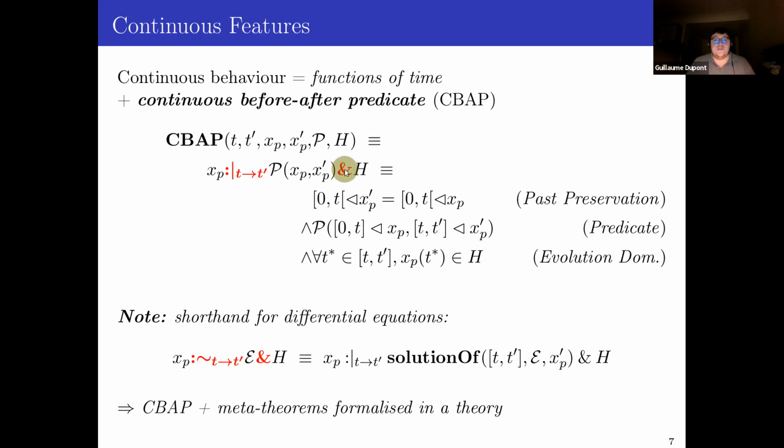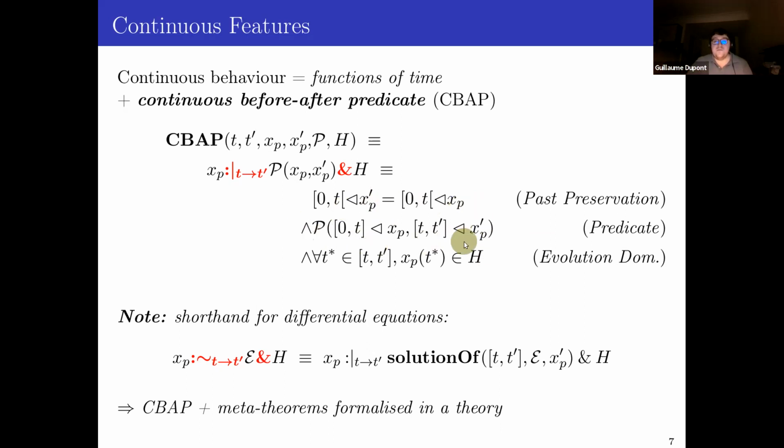And the continuous before-after predicate is this weird red operator, which is actually inspired by the before-after predicate operator in Event-B. What it says is that on the past, on [0,t], the variable doesn't change, it remains the same. It's called past preservation. You cannot revoke the past by assignment.